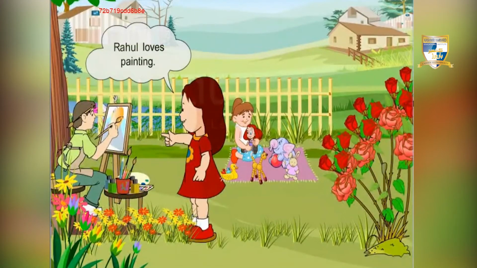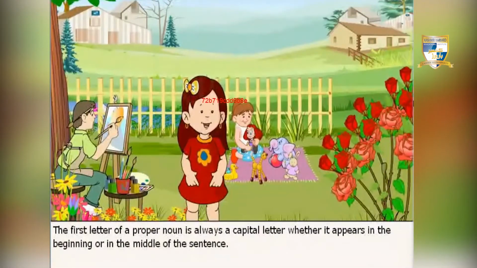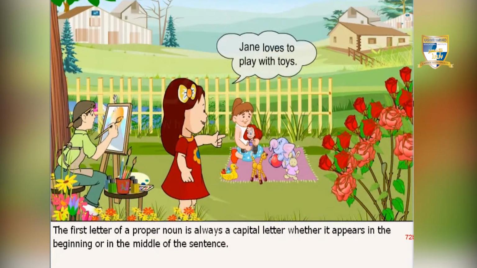Rahul loves painting. Here the letter R of the word Rahul is capitalized as it is a new sentence, and as per the rule, a capital letter is used at the beginning of every sentence. Also, the first letter of a proper noun is always a capital letter. Jane loves to play with toys. Here the word Jane is a proper noun, and as it is the name of a particular person, that's why her name has been capitalized.